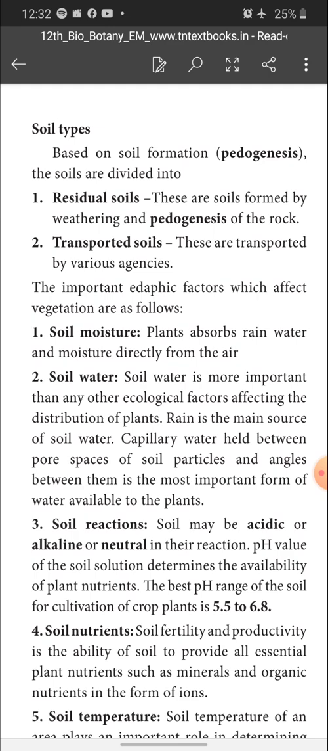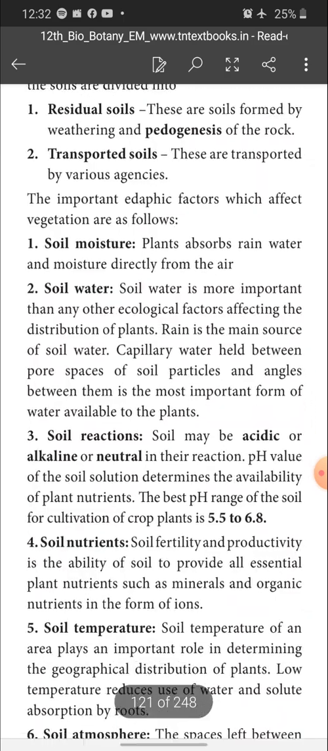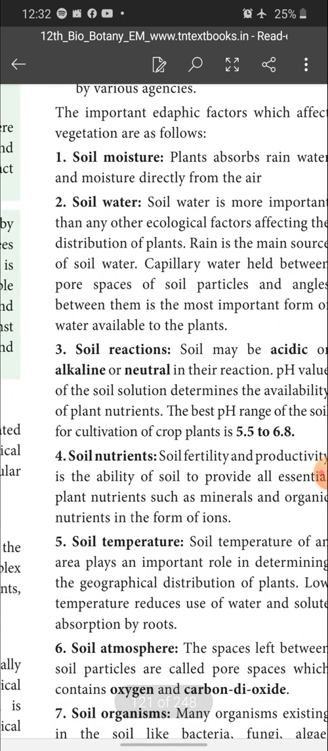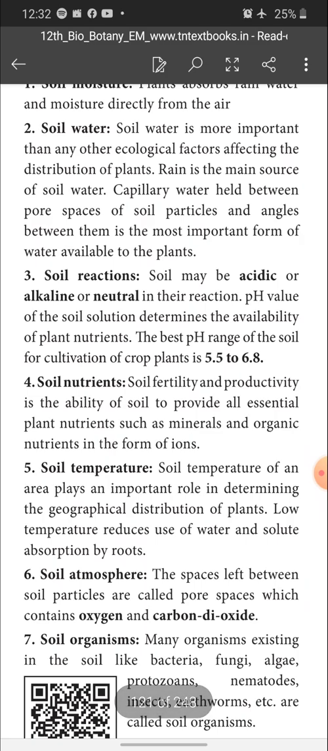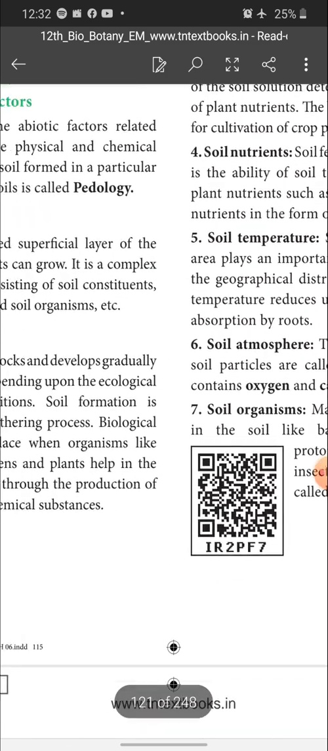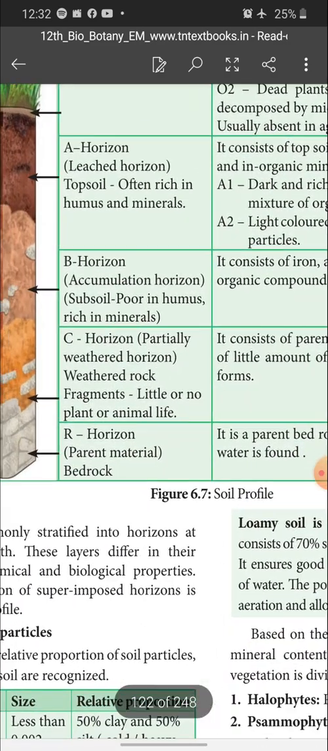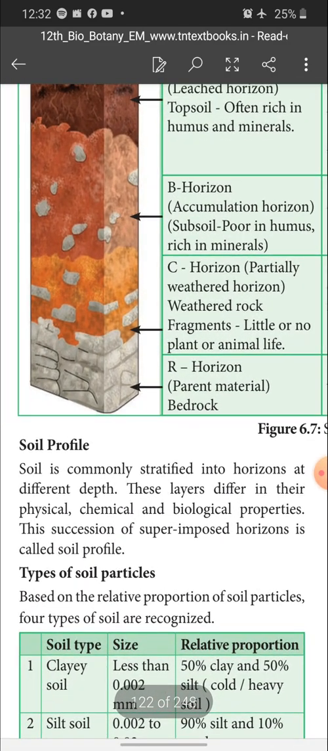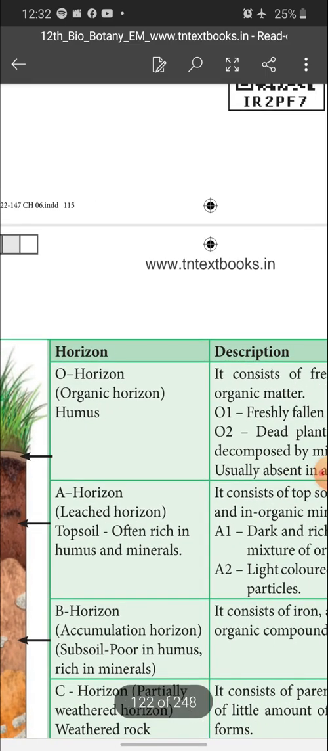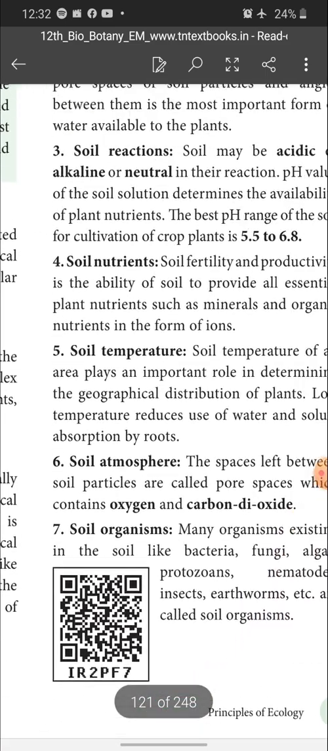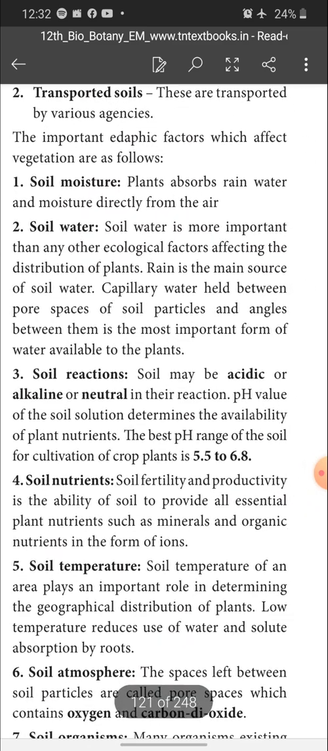Then the important abiotic factors which affect vegetation are as follows: soil moisture, soil water, soil reaction, soil nutrients, soil temperature, soil atmosphere and soil organisms are some of the factors which affect the vegetation of the soil, right? Okay, let's see them one by one. First one is soil moisture. Plants absorb rainwater and moisture directly from the air, isn't it? Yes, plants absorb rainwater as well as moisture from the air directly.